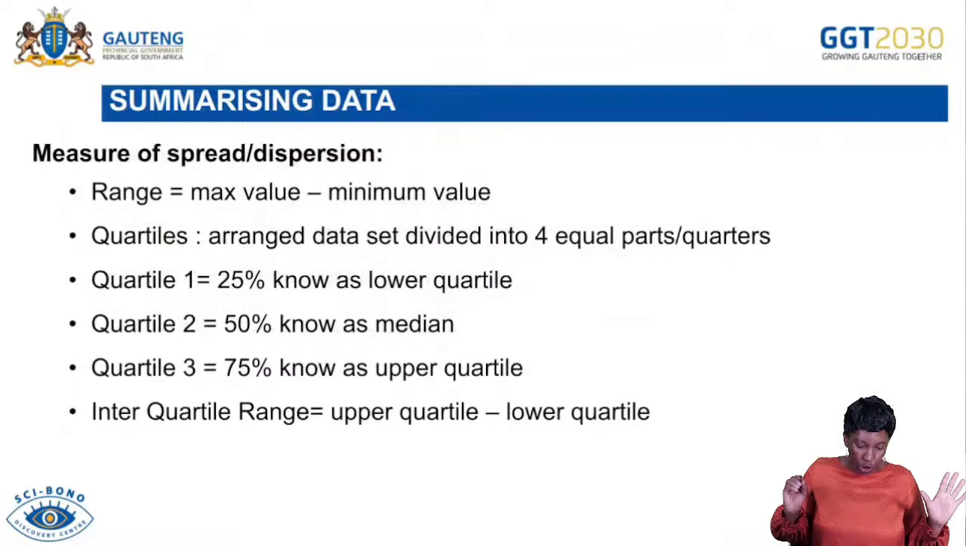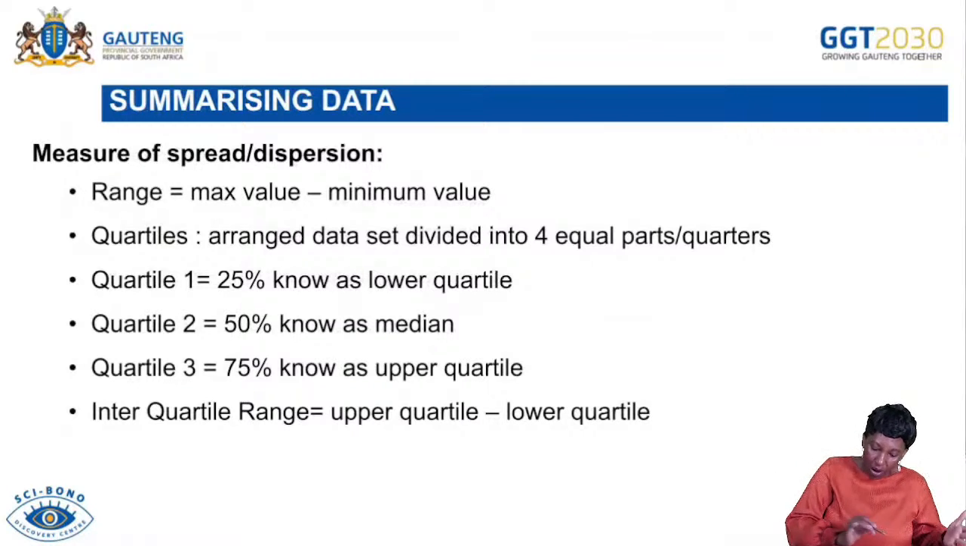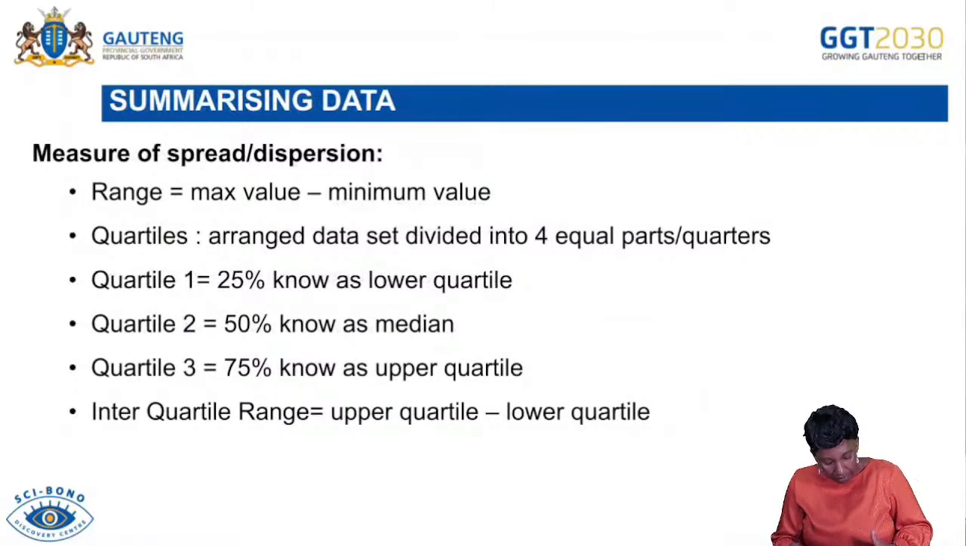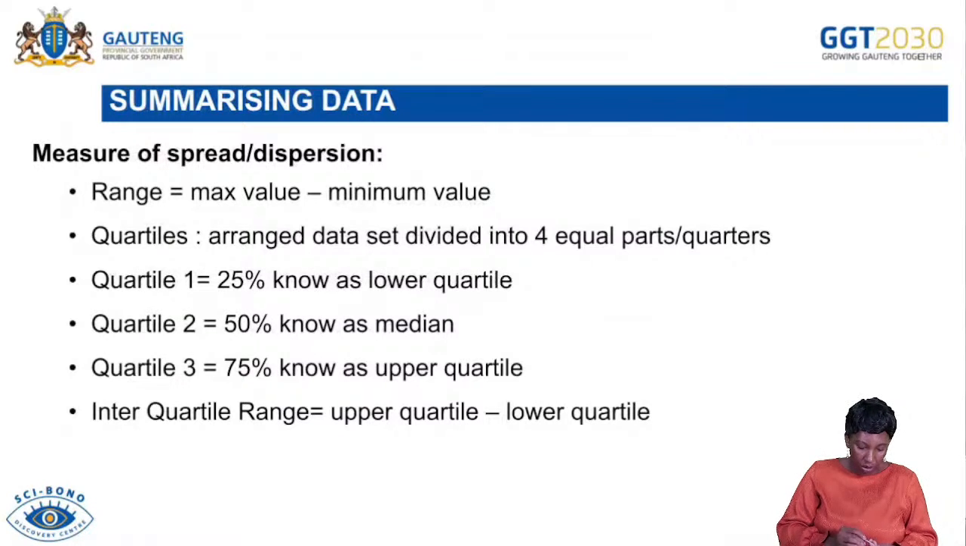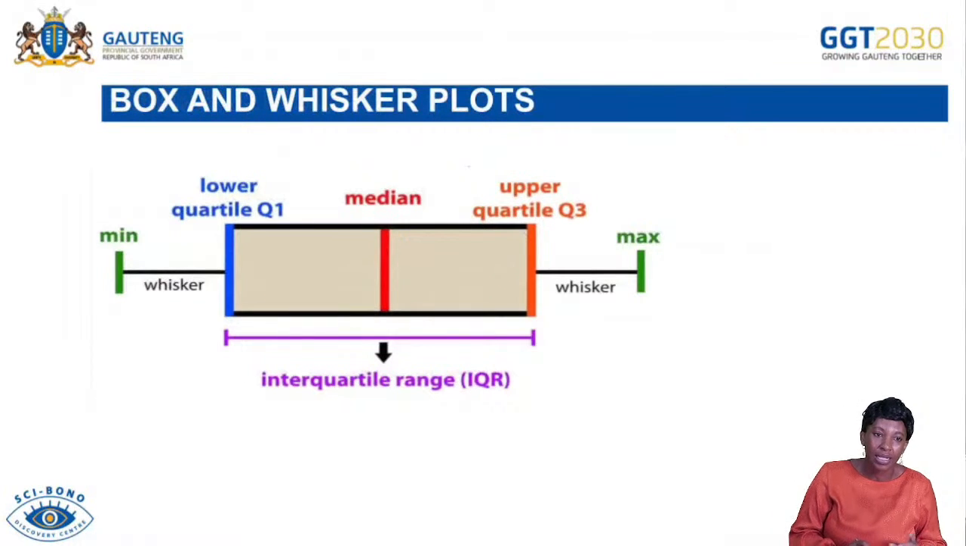The quartiles, they are so easy. The quartiles divide the data set into 4 equal quarters, and then we have quarter 1 up to quarter 3. So now let's quickly do this one. The box and whisker, the quartiles. We say this one is a 5-point summary.